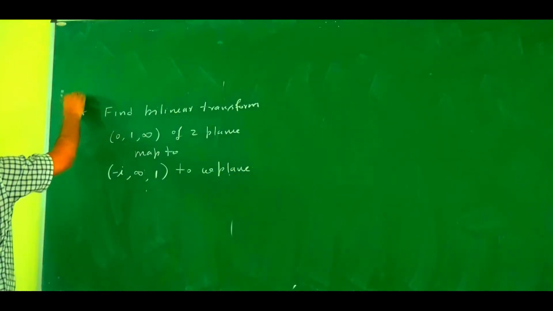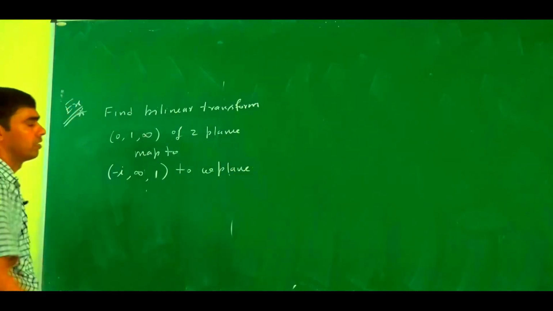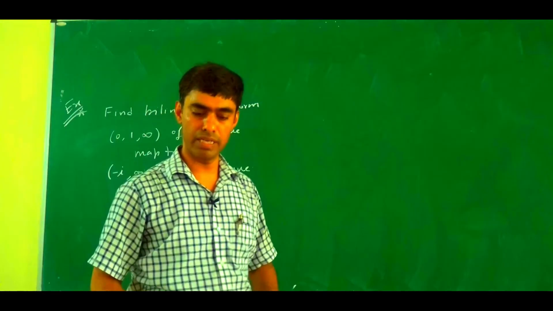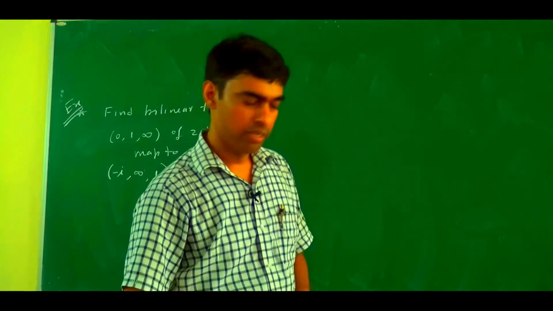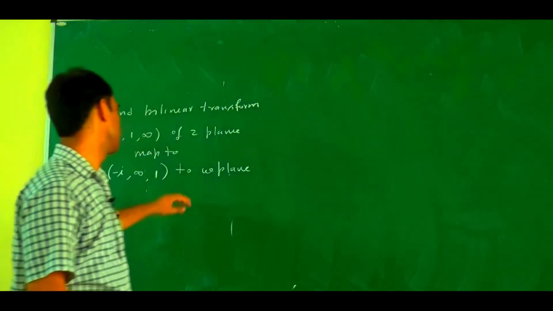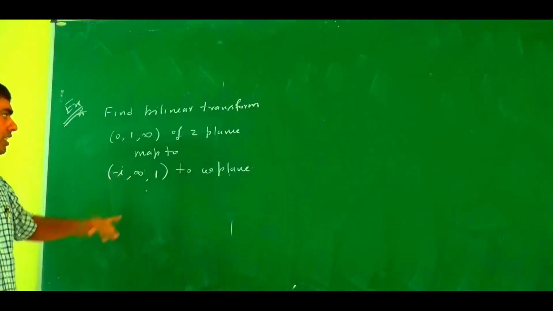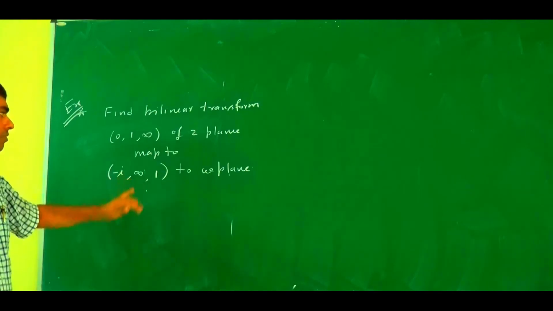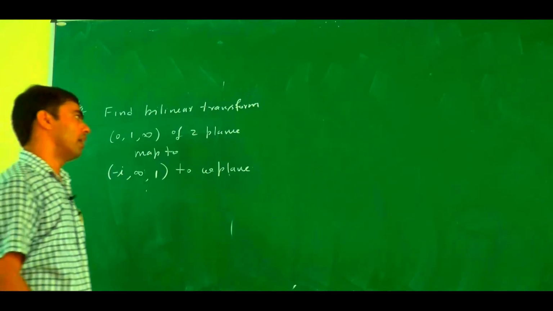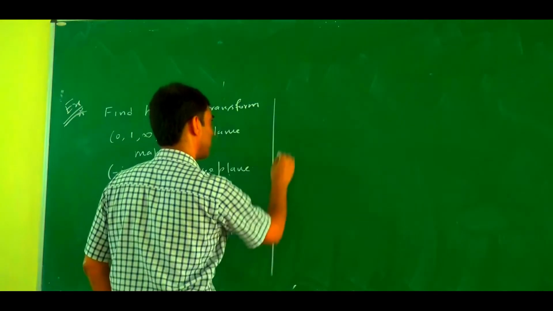So this one is a problem. What is the problem? We need to find a bilinear transform under the mapping of a z plane to a w plane. What are the points in the z plane? 0, 1 and infinity. And what are the points in the w plane? Minus i, infinity and 1. And how do we find the solution?